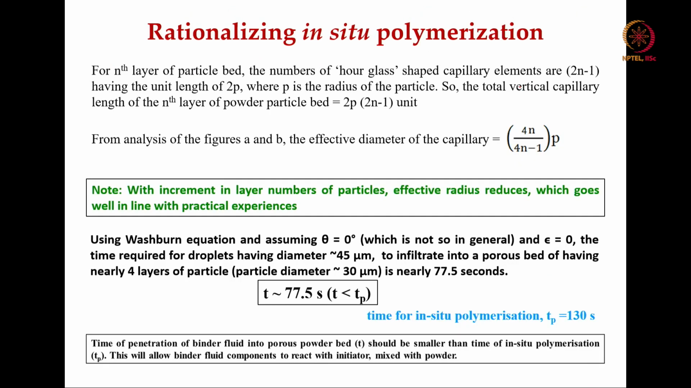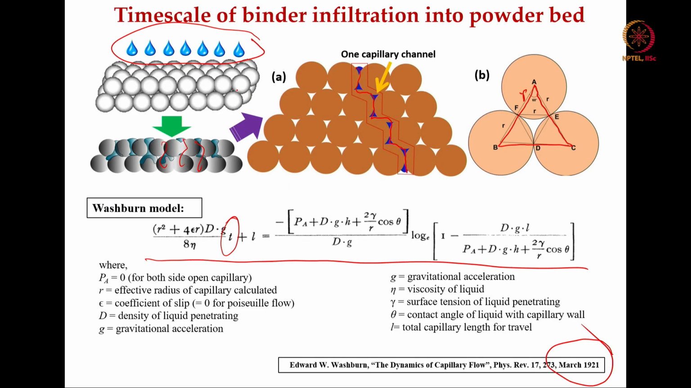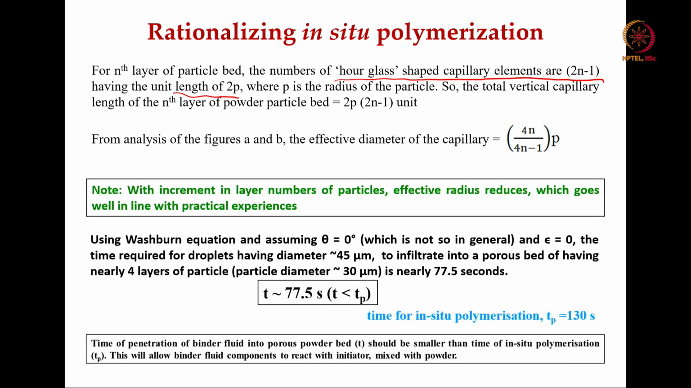So, how to rationalize the in situ polymerization? Suppose you have n number of powder layers. Therefore, these glass shaped capillary elements are 2n minus 1, having the unit length of 2p. So, one is 2n and one is 2p, and if you look at this, the total vertical capillary length of the nth layer of the powder particle bed is 2p into 2n minus 1.